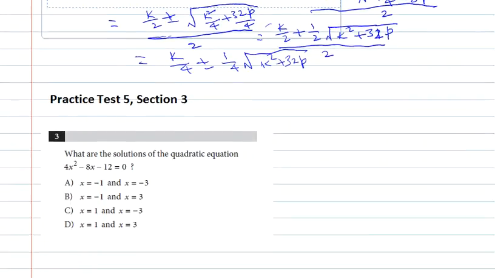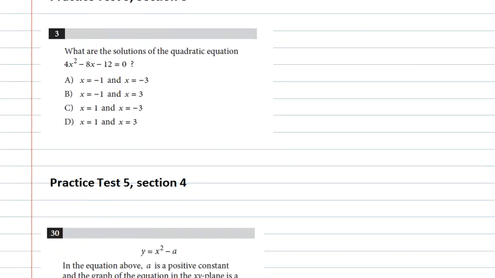So let's get to the next problem. Here it says, what are the solutions of the quadratic equation 4x square minus 8x minus 12 equal to 0? Again, you have multiple choices. One is, if you know the formula, you can plug it in and figure out the solution. Otherwise, you could either use the factoring method or completing the square. So those are your three options. Let's see whichever turns out to be easier. So let's start working on it.